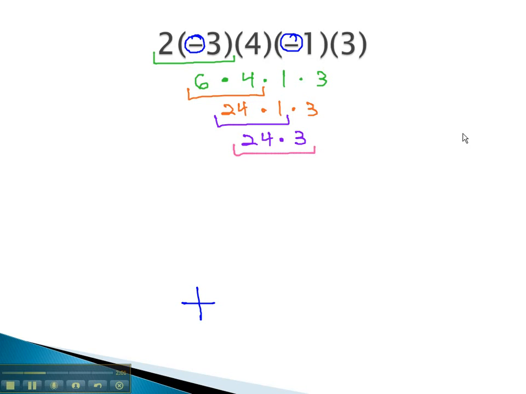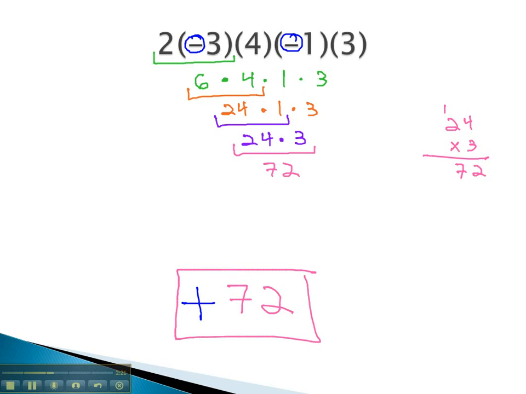And I might need to do some chicken scratch to do 24 times 3. 3 times 4 is 12. Carry the 1. 3 times 2 is 6, and 1 more is 7. So we have 72. So it all multiplies together to 72. And because there were an even number of negatives, we know the answer is positive 72. We don't need to write the positive. I'm just putting it in for emphasis.